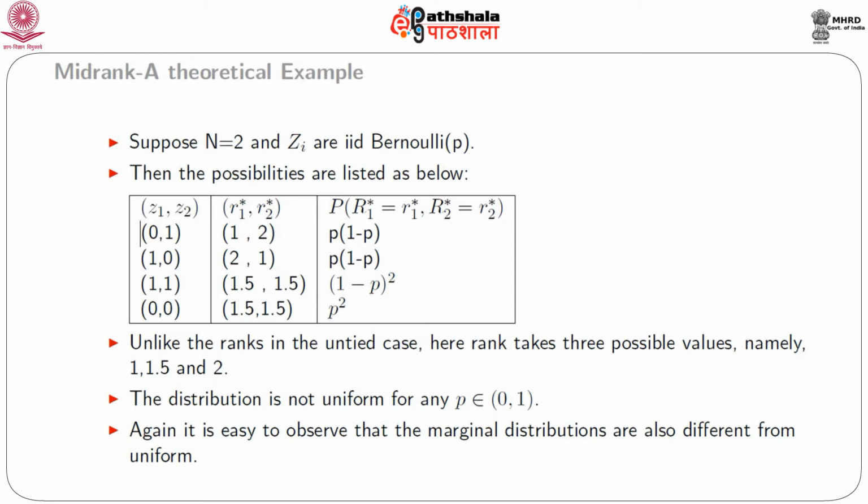Now we find that, unlike the ranks in the untied case, here the rank takes three possible values, namely 1, 1.5 and 2. So in case of untied observations, or observations from some continuous distribution, we have seen that rank takes the values 1 and 2, but here we have some extra number in the list of ranks, and again the distribution is not uniform for any p belonging to (0, 1). Again, it is easy to observe that the marginal distributions are also different from uniform.